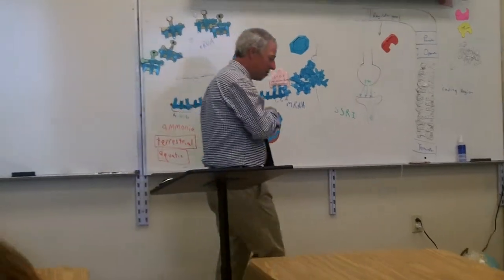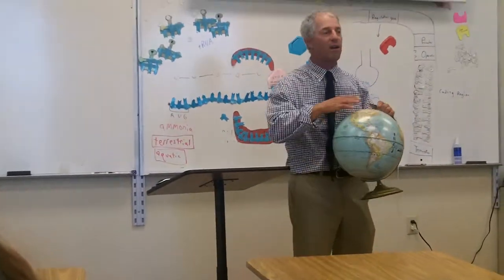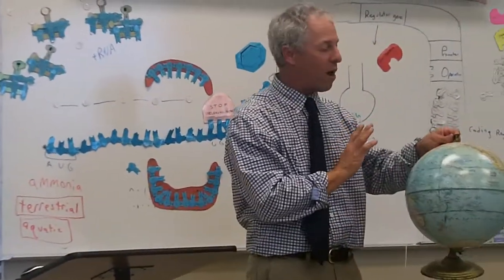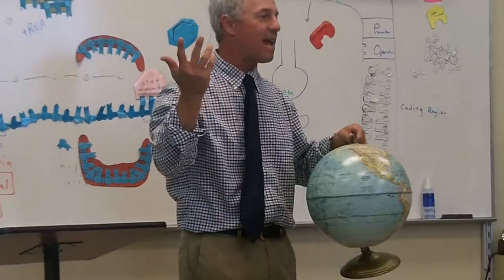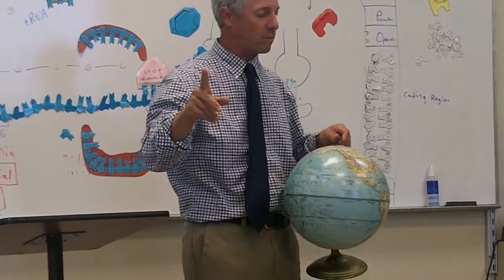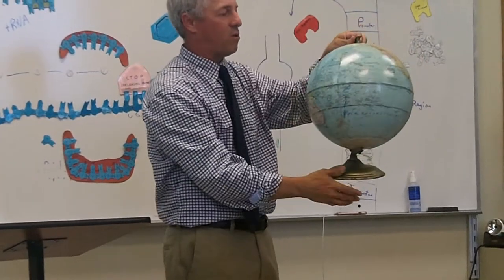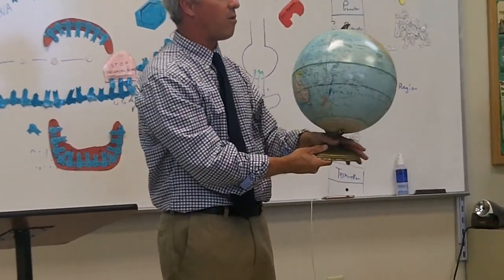Now, one question that people have is, why are there a whole bunch of different biomes? Why not make the whole planet the same? One of the reasons is temperature. At the equator, it's hotter than at the poles. You might wonder why this is.